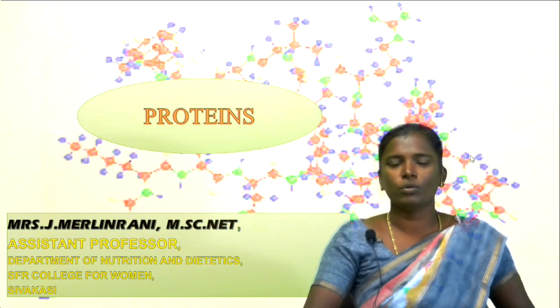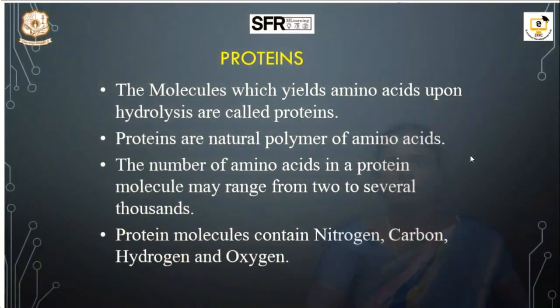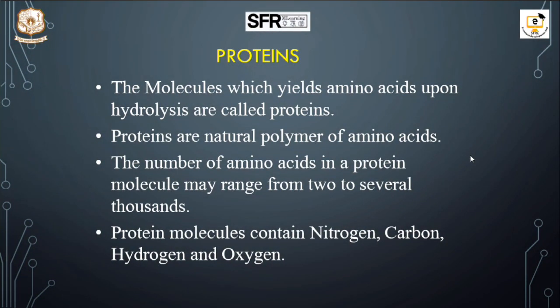Today we are going to see about what is protein, the classifications of protein and its sources. So first we have to see what protein is. Protein is a very important component for human health, and when protein hydrolyzes, it yields amino acids. Amino acids are linked by peptide linkages. Individual amino acids may be considered analogs to the monosaccharides of carbohydrates. The number of amino acids in a protein molecule may range from 2 to several thousands.